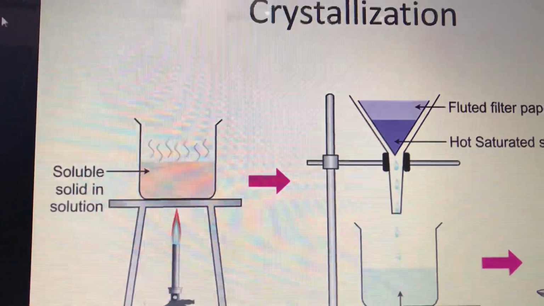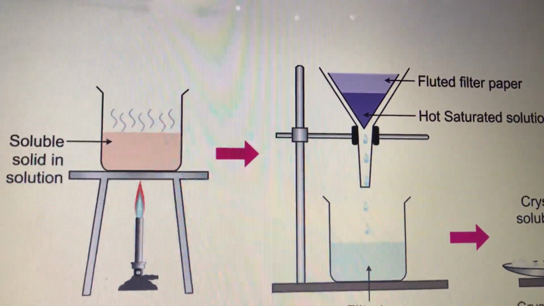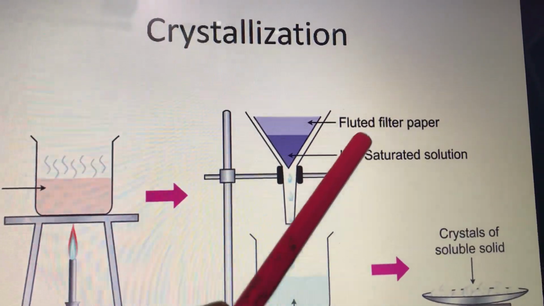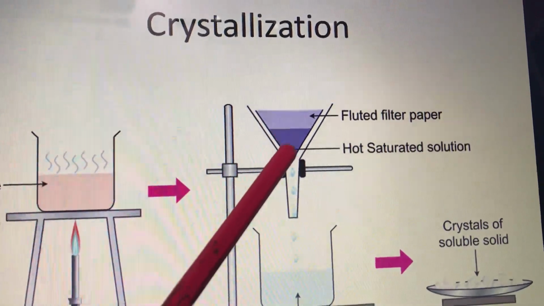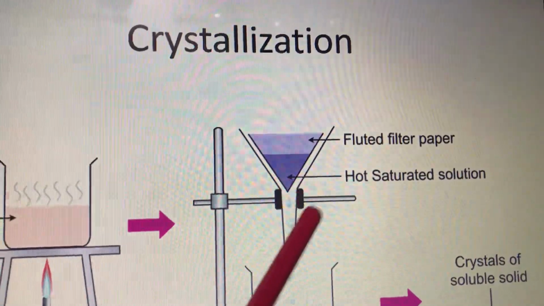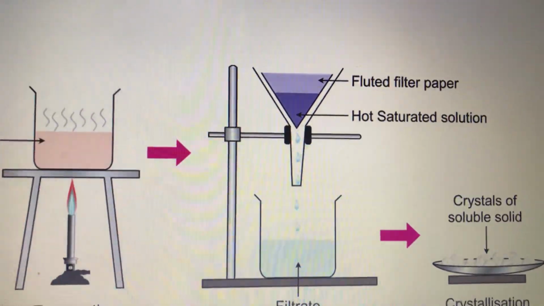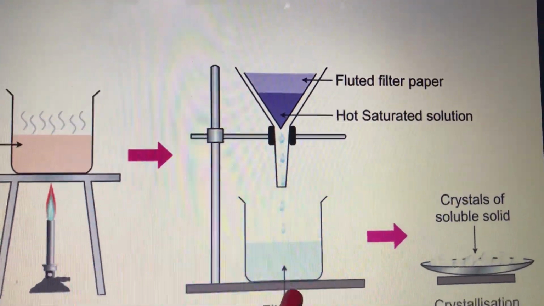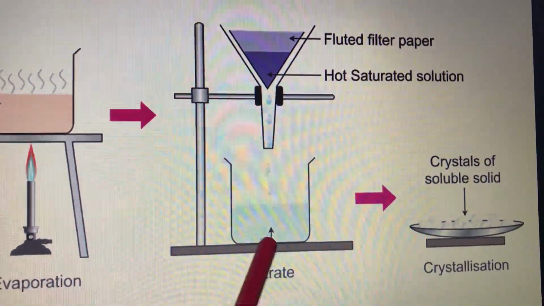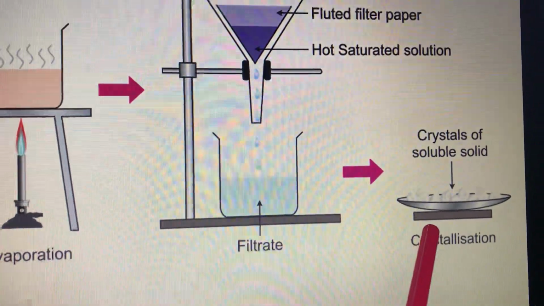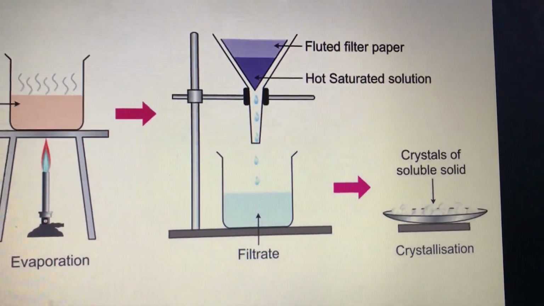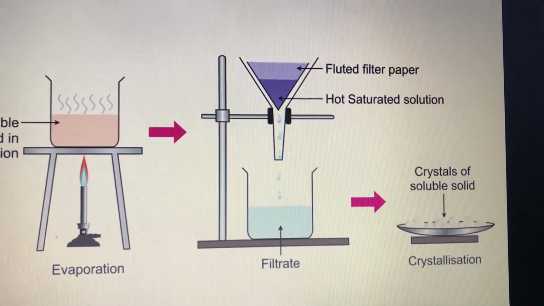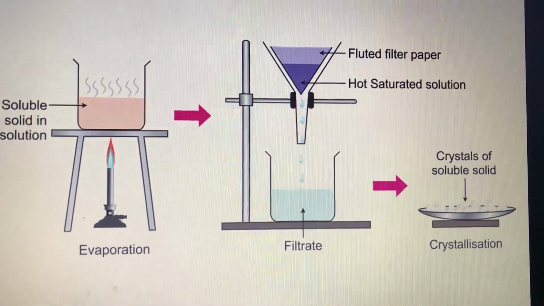So here is the process of crystallization: soluble solid in solution. The solid is dissolved in a solvent, then it is filtered using a fluted filter paper, a special arrangement of a filter paper, and here we pour a hot saturated solution. A saturated solution is made and it is filtered when it is hot. Then we get the pure solution, and using a hot plate the crystals are obtained. The solvent gets evaporated and we obtain pure crystals.